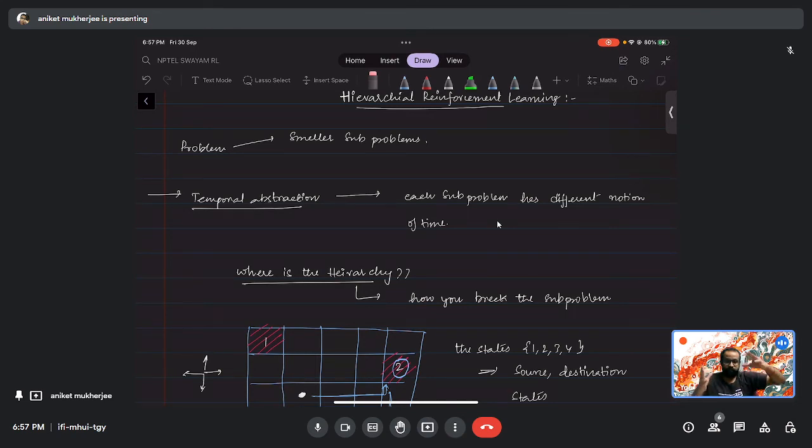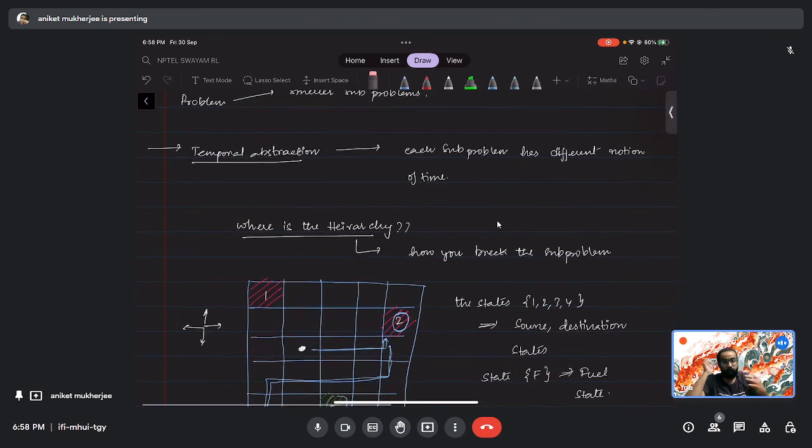But the whole notion is breaking up the bigger problem into smaller chunks. Suppose now I have a different problem. I don't want to learn to go to the restaurant, but I want to learn how to go to my lab. If I want to go to my lab, the sub-problem of me going to the door of my room remains the same. So I need not learn it again. I hope that is clear.